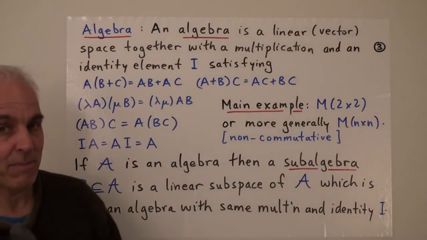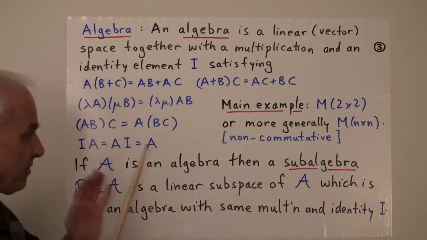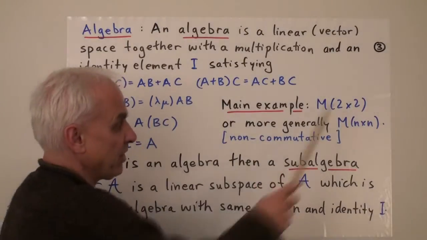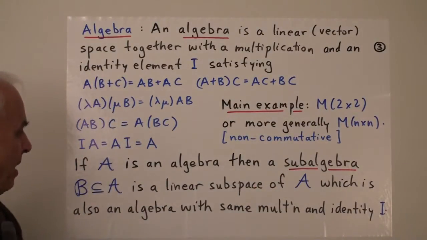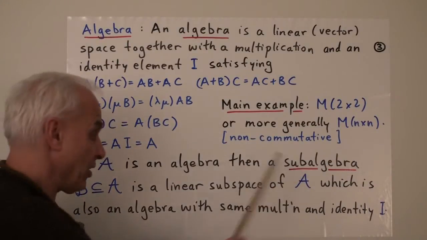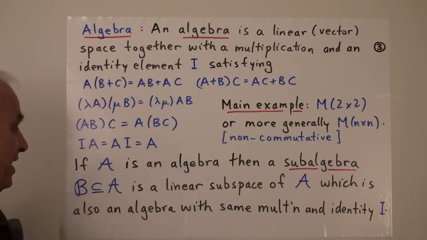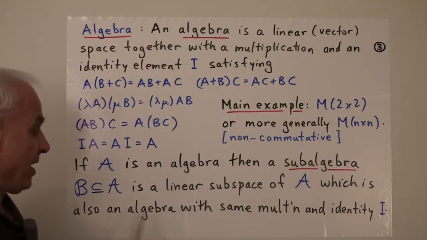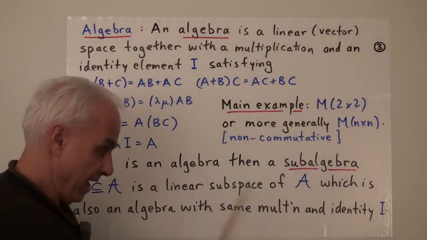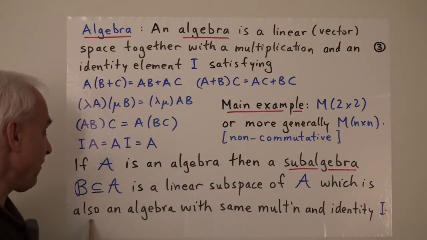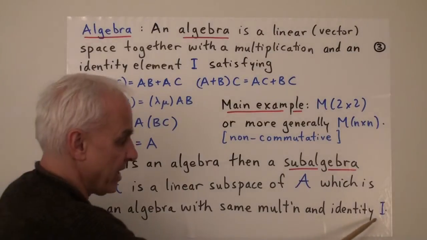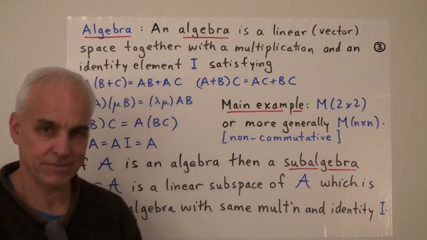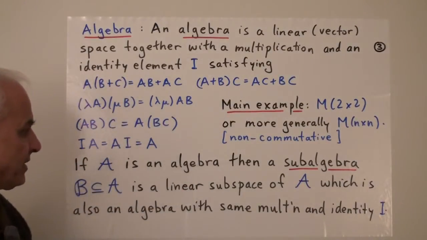All right, so that's what we mean by an algebra here, and we're really going to be focusing on this particular one, the 2x2 matrices. But in general, we can say that if A is an algebra, then a subalgebra B inside A is a linear subspace of A, which is itself also an algebra with the same multiplication and identity element I. All right, so this is a very important notion.